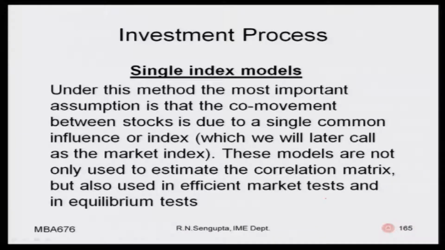So, another assumption, the most important assumption, is that the co-movement between the stocks is due to only a single common factor, which is the index we will consider. These models are not only used to estimate the correlation matrix, but also used to find out the efficient market test and try to find out the best optimum solutions of the portfolio, such that we are almost equal to the market as we formulate our portfolio, considering different types of stocks.